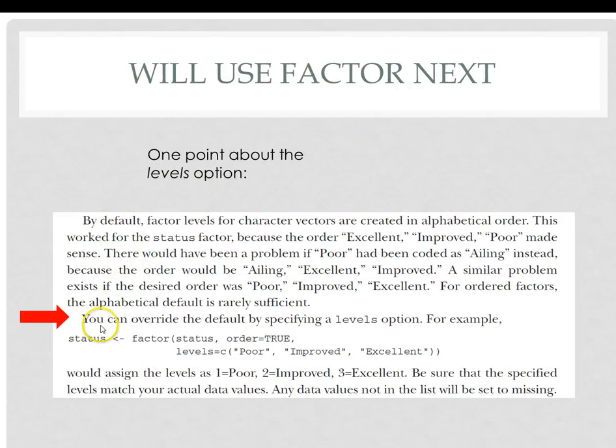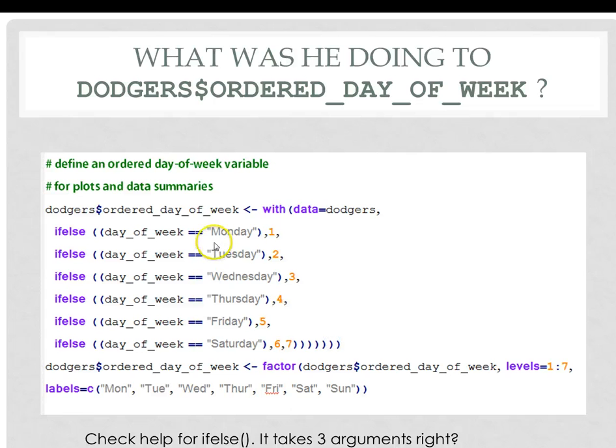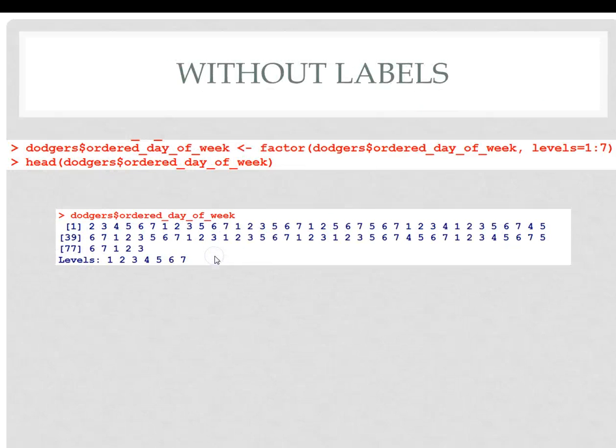And here, I just pointed out that this comes from the documentation. You can override the default. Remember when we use the factor function, you can override the default levels by specifying a levels option. So we did that. For example, here would assign the levels as 1 is poor, 2 is improved, and 3 is excellent. So we needed to do that. You can go back and check that. So here's the if-else, right? And we did this.